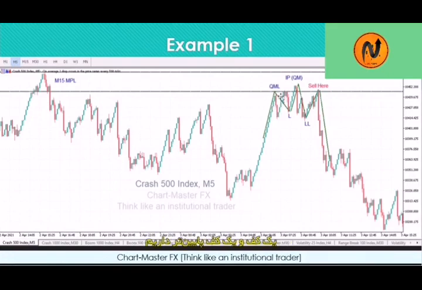The price came here and we have a low, we have a lower low, and when the price returned to this QM level, that's where you can place your trade, and you put your stop loss above the MPL area there. That's where you put your stop loss.